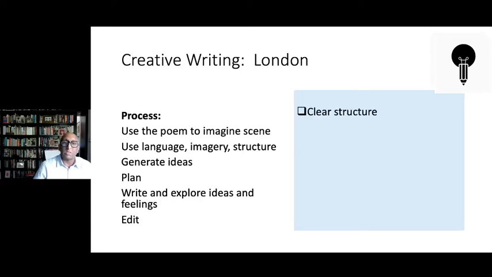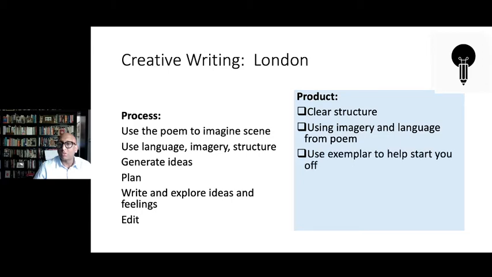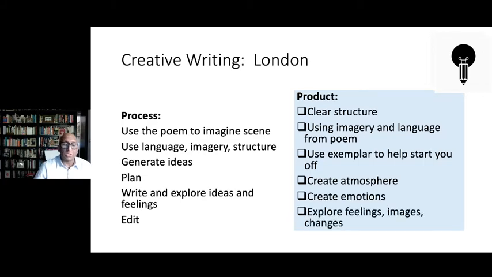Okay, and the success criteria we're looking for are clear structure, imagery and language from the poem. Use the exemplar to help start you off. By no means is it perfect, but if you're looking for something to get you going, you can use it for sure. You want to create an atmosphere, create emotions, and explore your feelings about London. This might be particularly pertinent now under the lockdown in London right now, to imagine what it would be like to walk around. So I'd like you to pause.